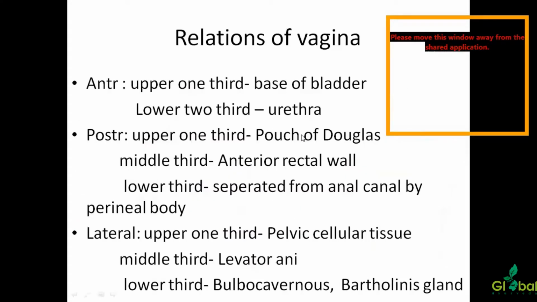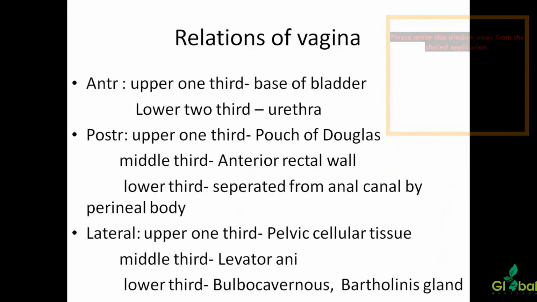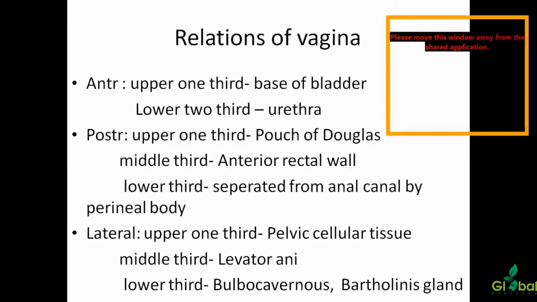Then coming to the relations of the vagina. The vagina has anterior, posterior and lateral relations. Anteriorly, the upper one third is related to the base of the bladder, and the lower two thirds to the urethra. Posteriorly, the upper one third is related to the pouch of Douglas, the middle third to the anterior rectal wall, and the lower third is separated from the anal canal by the perineal body.